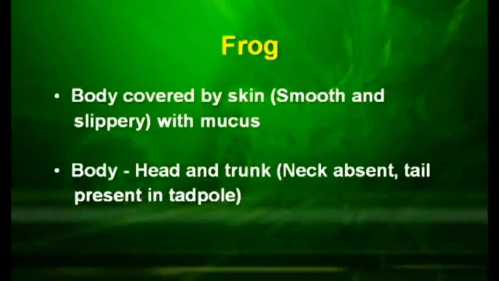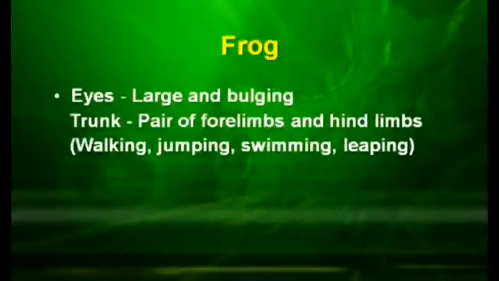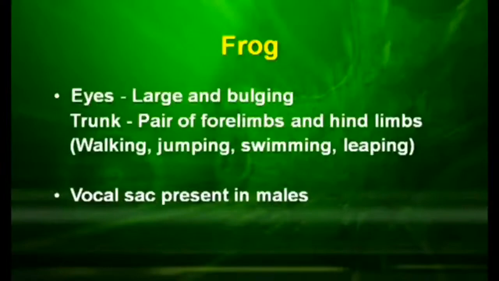Above the mouth, they have a pair of nostrils, and if we have a close look at the eyes, we find that they are large and bulging. The trunk is made up of a pair of forelimbs and hind limbs, which are meant for walking, jumping, swimming, and leaping. The vocal sacs are present in the males.